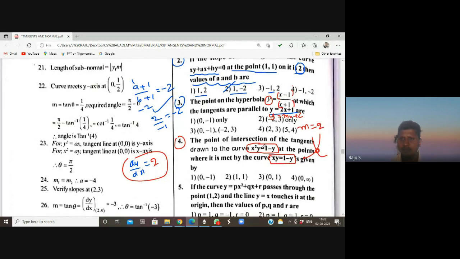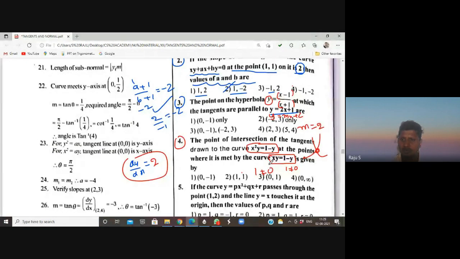It's a 1. When we put here 1 comma 1? No. Substitute 1 comma 1 in the first equation, 1 is equal to 0, we'll get... Is that right? Second also, 1 is equal to 0, we'll get 1 should not be equal to 0.